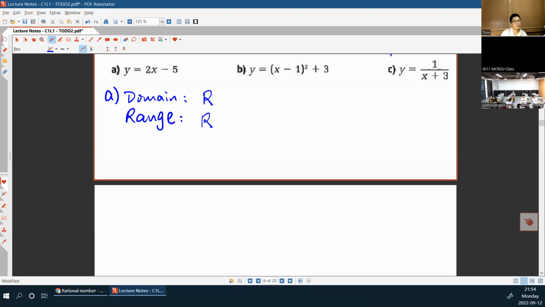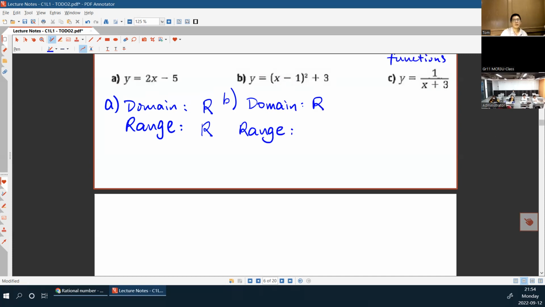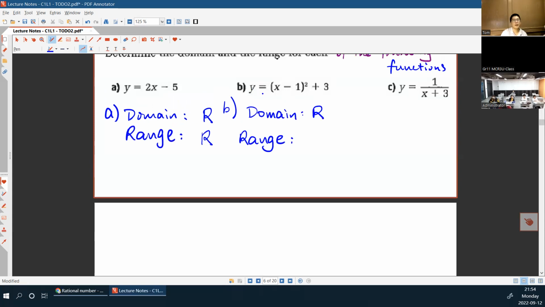Any questions? No? Okay, then let's consider question B. Any constraints for x? Answer is no. x can be any real number, right? So how about the range? What are the possible values for y?